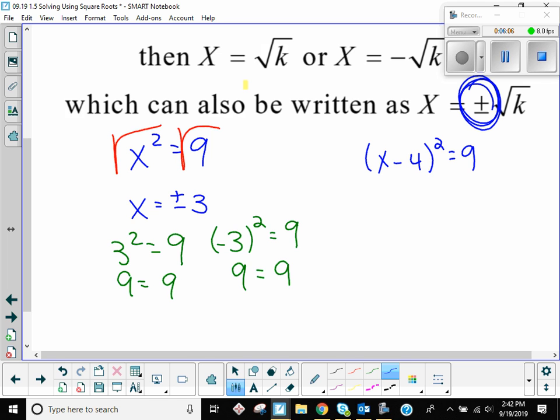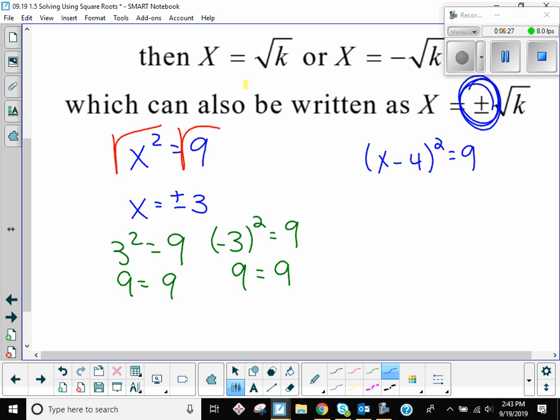What have I added in? What did I change? What was the modification there? The 9's still there. Listed the factors. How did I change the x? Like it's no longer just x squared. What is it? Minus 4 squared, right?